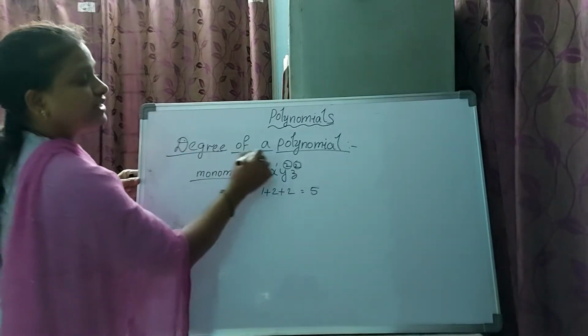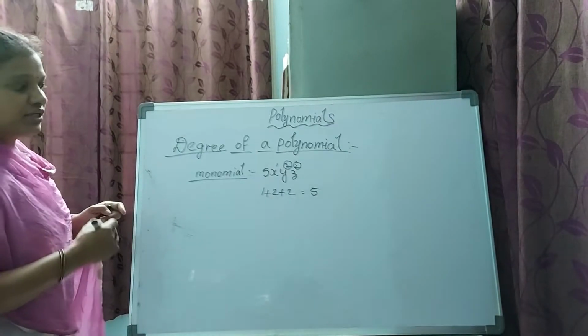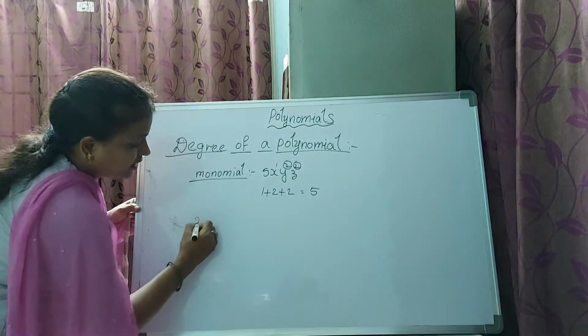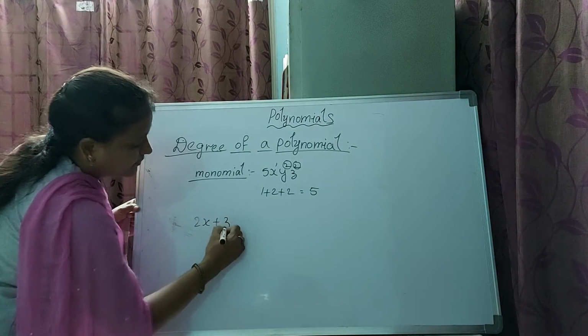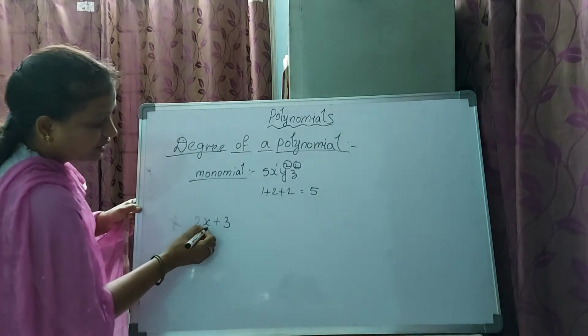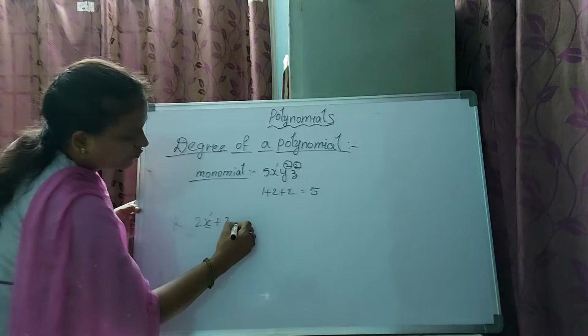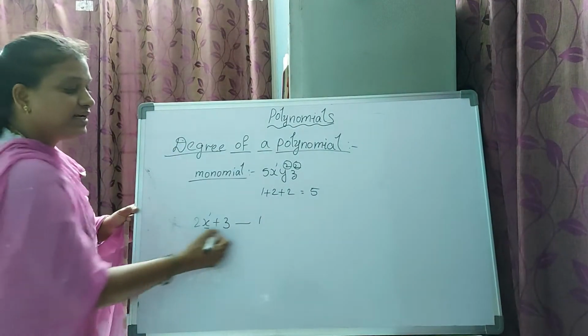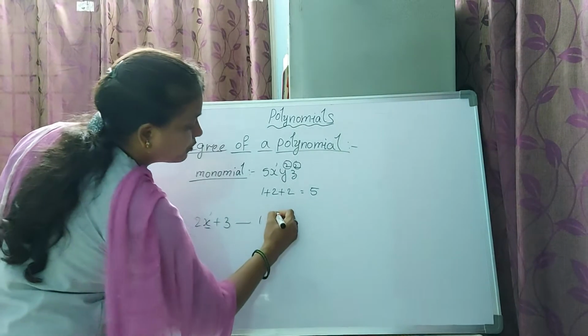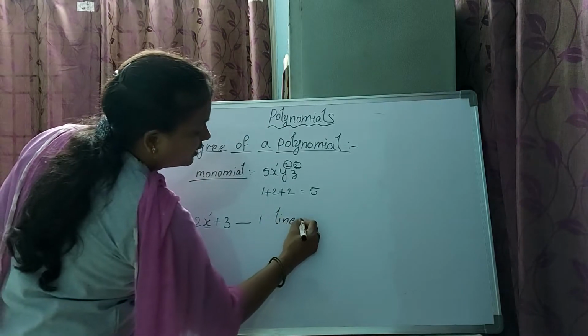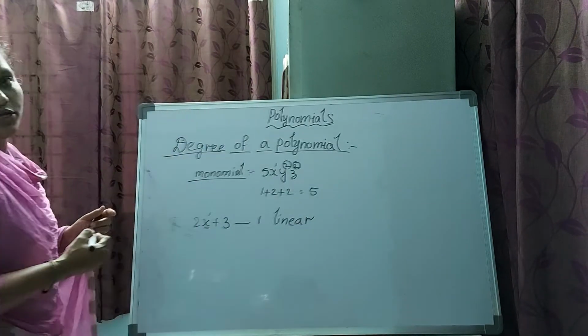How to find the degree of a polynomial? Before going to the degree of a polynomial, see 2x plus 3. What is the degree of this one? The only variable we have is x, so the degree is 1. If the degree is 1, we call it a linear polynomial.